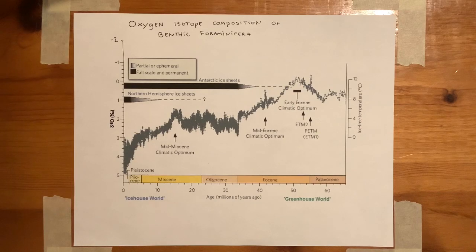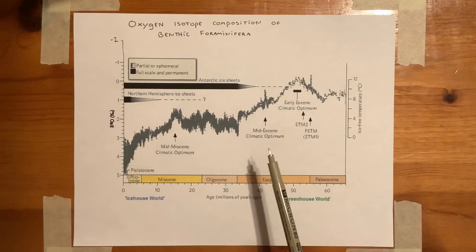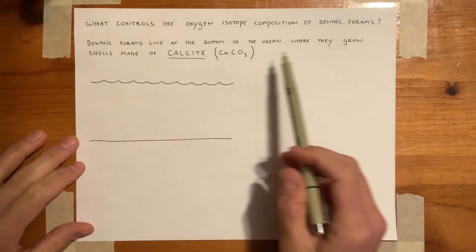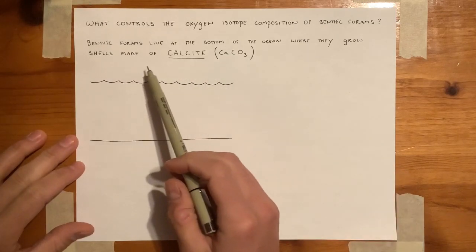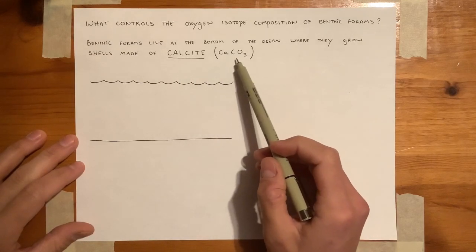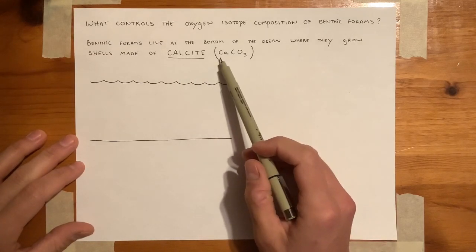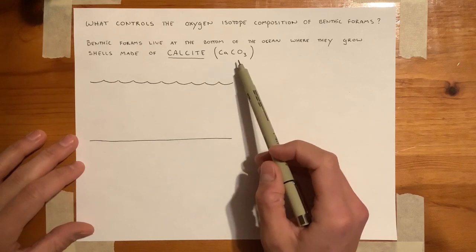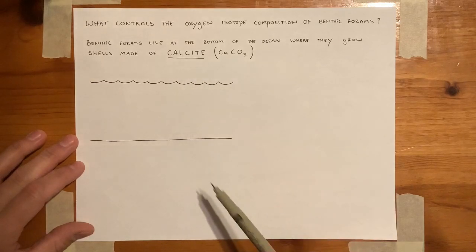To understand this plot and how it tells us about Earth's climate over the last 66 million years, we're going to have to learn a little bit about what controls the oxygen isotope composition of the benthic forams shell. Just a reminder, benthic forams live at the bottom of the ocean where they grow these shells that are made of the mineral calcite, which has a chemical formula of CaCO3. So that's calcium, carbon, and 3 oxygens. Calcium carbonate, otherwise known as calcite.